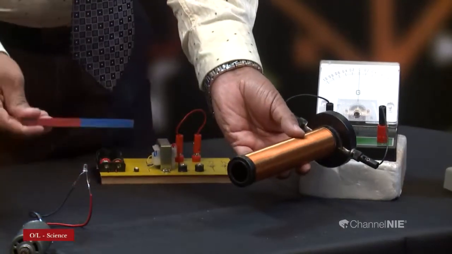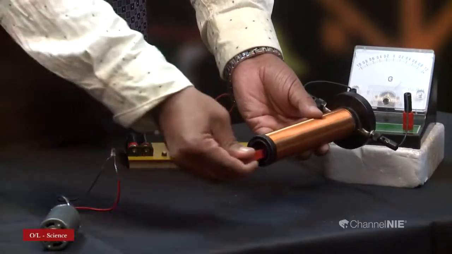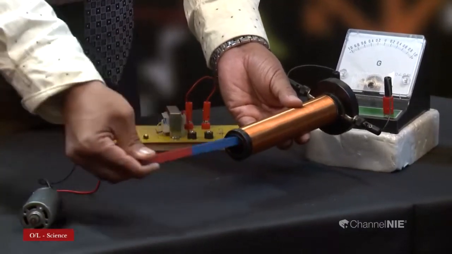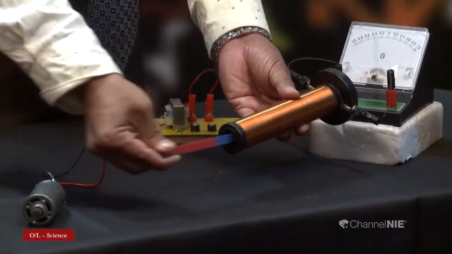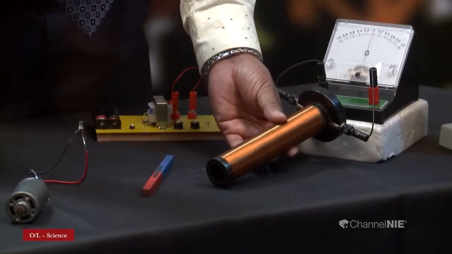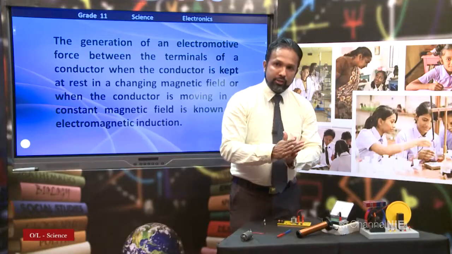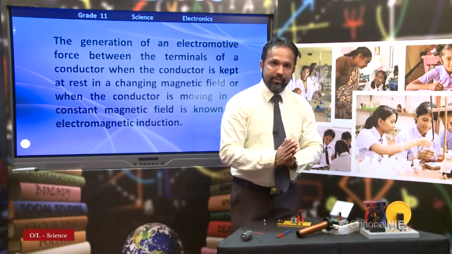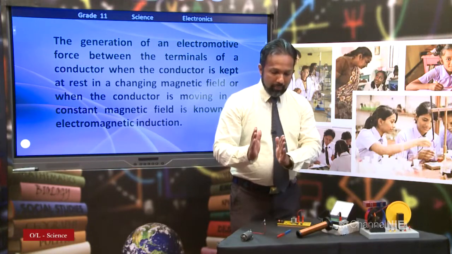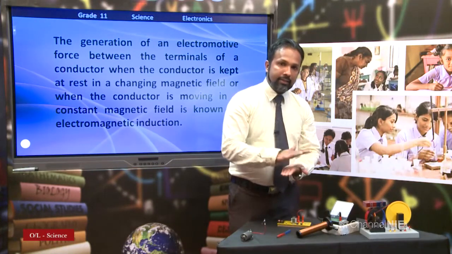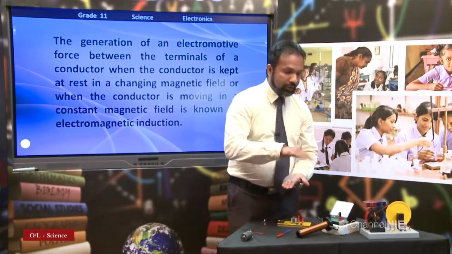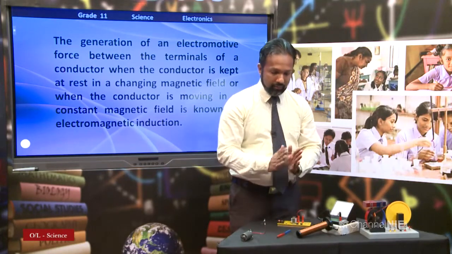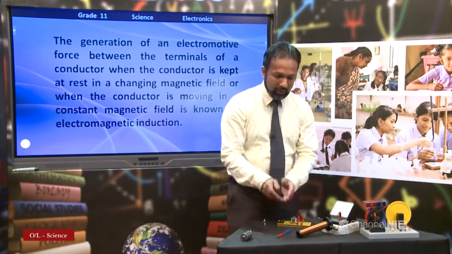Now, I am going to move this bar magnet in and out. So you can see, my dear children, when moving the bar magnet in and out, the galvanometer indicator deflects to either side. What does that mean? The deflection of the galvanometer indicator takes place only due to the flow of current. That means when moving the magnet inside a coil, current is generated through this circuit. There is no other battery or dry cell or solar cell. The only materials are the magnet and the coil here.